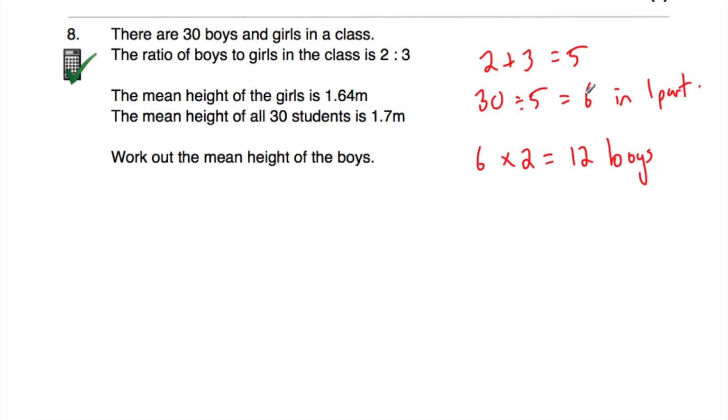So 3 parts. So we're going to take our 6 and multiply that by 3. And 6 times 3 is 18. So there's 18 girls and 12 boys. Now we can do the question just like before, because we know the mean height for all 30 students.